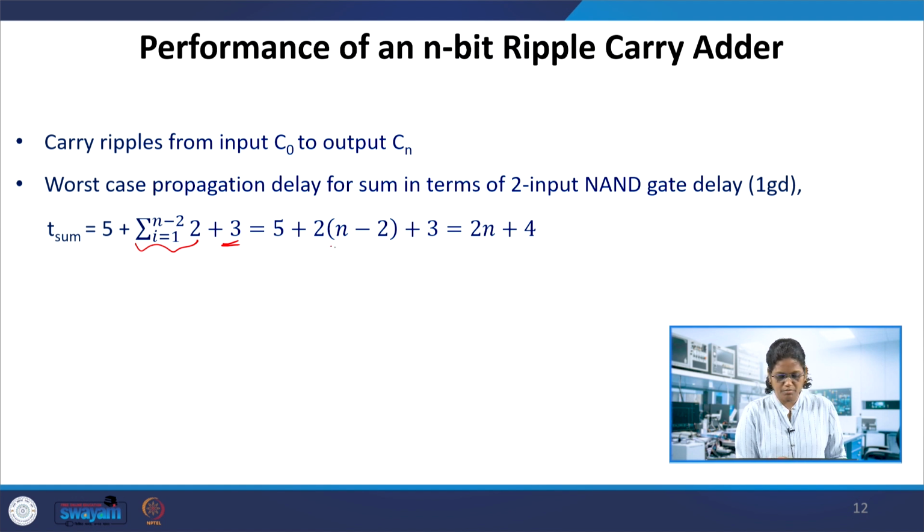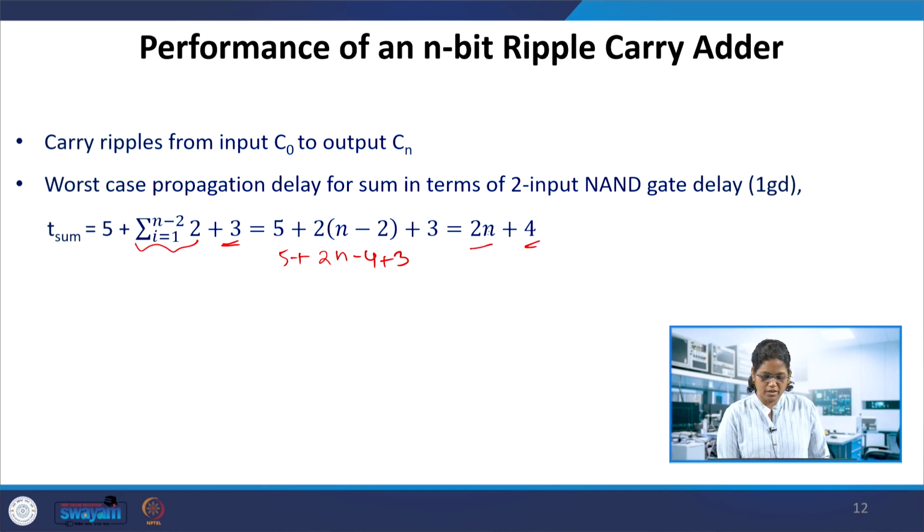So if we add them, this is 2n minus 4, plus 3, and here it is 5. So you get 2n plus 4 here. So this is in the order of n. That's what I would like to say: computing the sum depends on the gate delays, or depends on the number of bits n the addition needs to be done for.